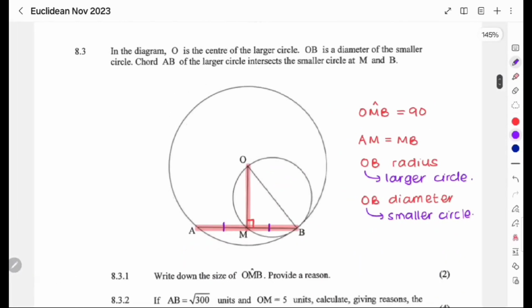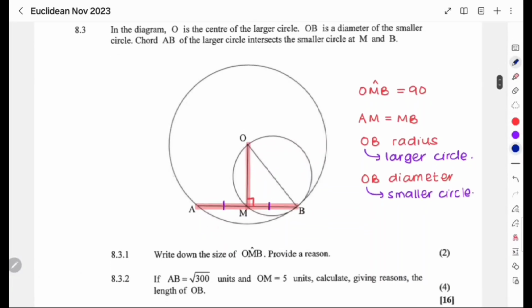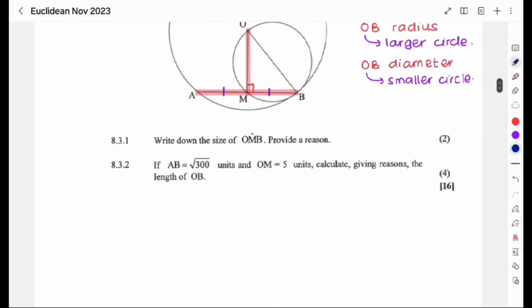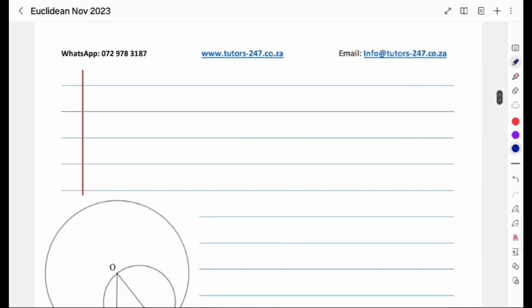Now that we've identified a few of the theorems that are present, let us have a look at the questions. Question 8.3.1, write down the size of OMB, provide a reason. So we've already discussed this. OMB is equal to 90 degrees. The reason is semicircle. It is because the diameter of the smaller circle OB subtends an angle of 90 degrees at the circumference of that smaller circle.